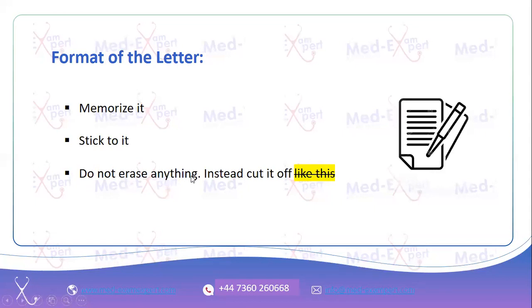So do not erase anything in the exam. Instead, cut it off like this. This is very important. I had a friend two years back who appeared in OET, and he just couldn't ace this exam because he thought that the lines he wrote weren't up to the mark. So he started erasing everything, and what happened, it just made a mess out of the paper. So I would suggest that you simply cut those lines which you feel aren't up to the mark. You can cut it like this, so you don't have to erase. It will help you to save your time, and your paper will look neat and tidy. So are you guys with me?